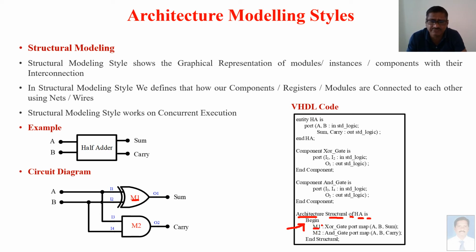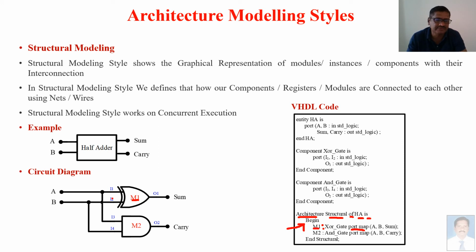This is M1 followed by the colon followed by the name of the component. What is this component? This component is the XOR gate, that is XOR underscore gate. Then here is a port map. This is a reserved word again, port map, followed by the bracket, and in the bracket we are connecting the external terminals to this XOR gate.